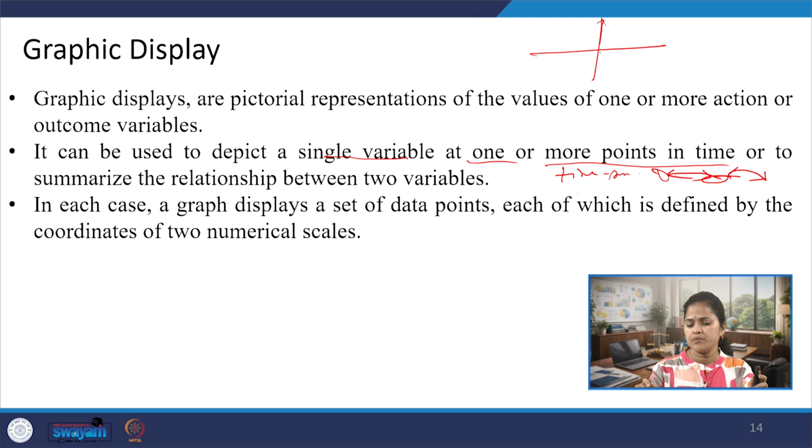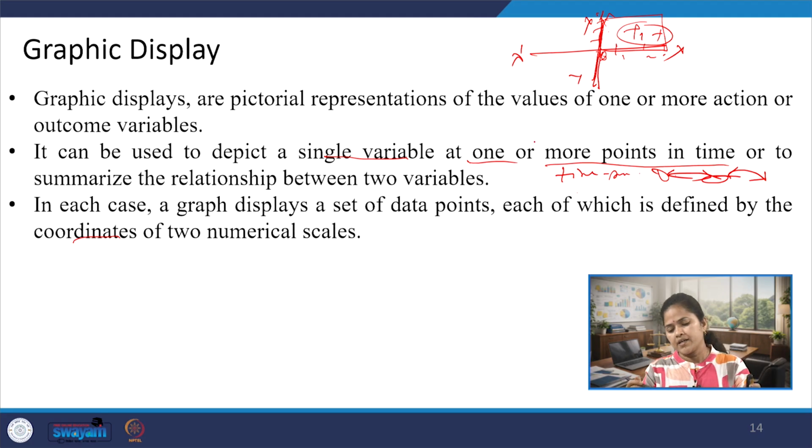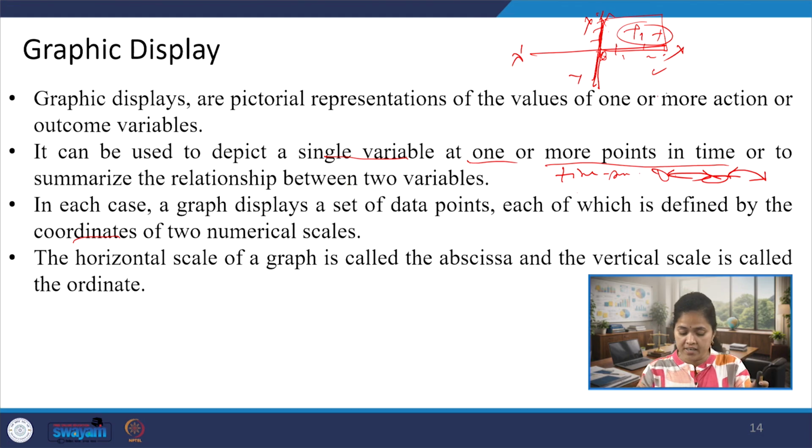Suppose this is a typical graph that we can take, with the x axis and y axis. This is the zero origin. This is how coordinates can be taken into account on a numerical scale. This side is plus, that means all these are positive numbers 1, 2, 3, and here it is 1, 2, 3. So this one is plus in a graph. All the rest of the guidelines that apply to preparing graphs are also applicable to graphic displays. For example, the horizontal scale of a graph is called the abscissa, and the vertical scale is called the ordinate.